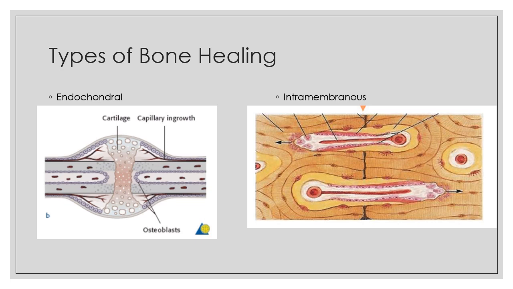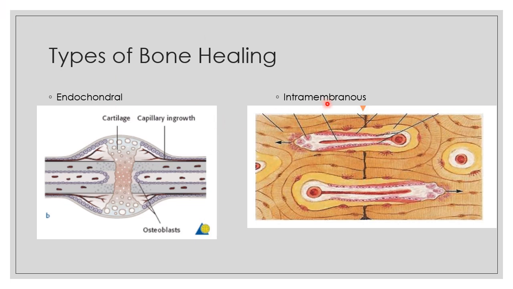So the other term for endochondral ossification is secondary bone healing, which basically proceeds in three sequential phases. You have your soft callus, your hard callus, and your remodeling. Basically, this healing is associated with movement at the fracture site. So if you can imagine, if there's some gap in the fracture, the most prominent type of bone healing would be your endochondral bone healing.